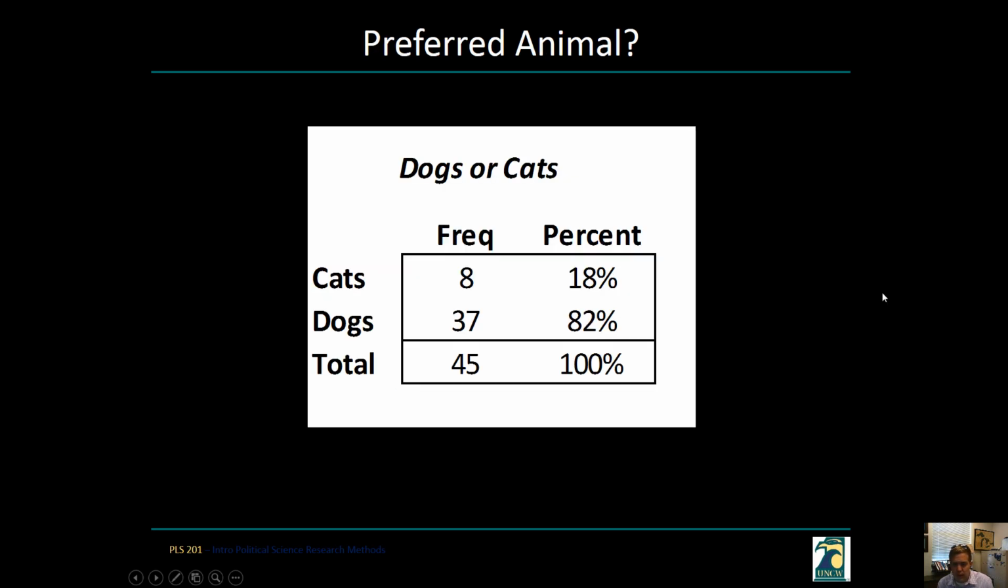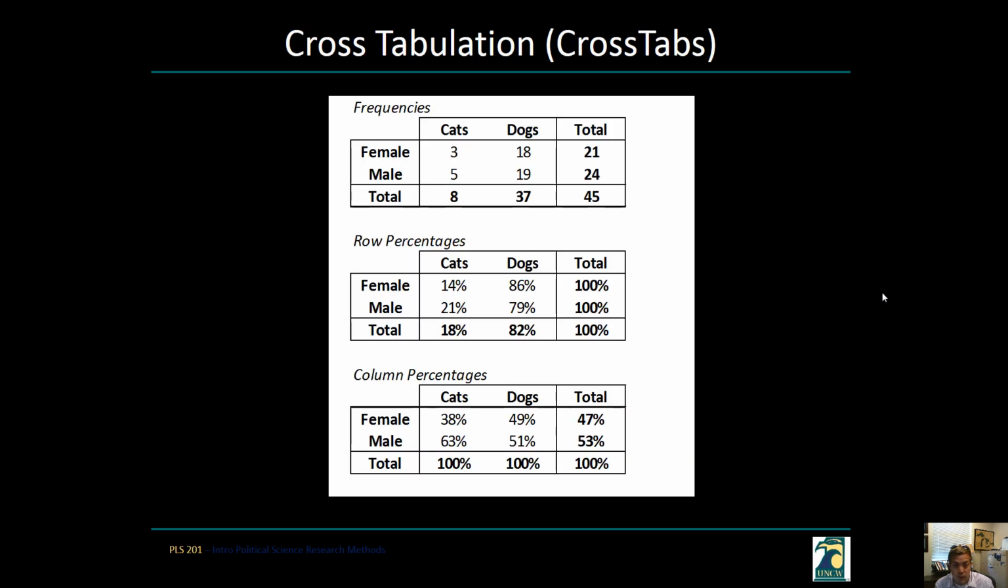Well, let's look at animals here. We already concluded that dogs are more popular than cats, and this shows us we have 82% of this particular sample says that they prefer dogs to cats. So I wonder if we could predict whether someone likes dogs or cats based off another variable. We'll try gender again. So here we have our frequency. We split up our 45 participants by male, female, and then dog and cat.